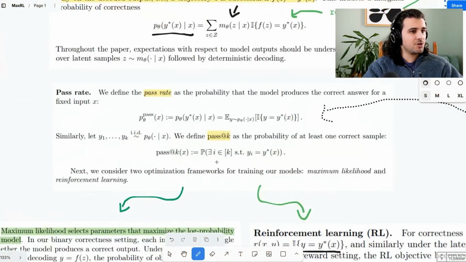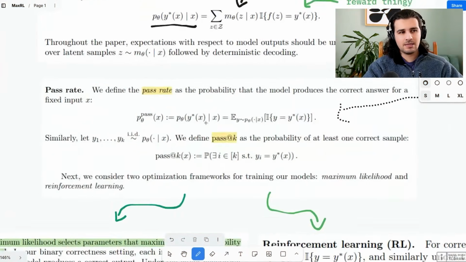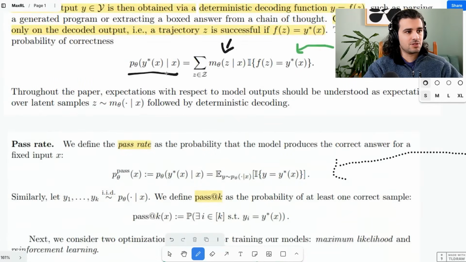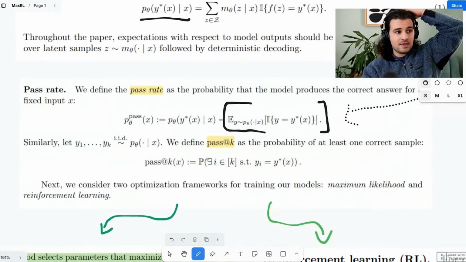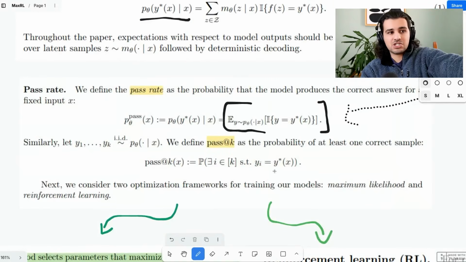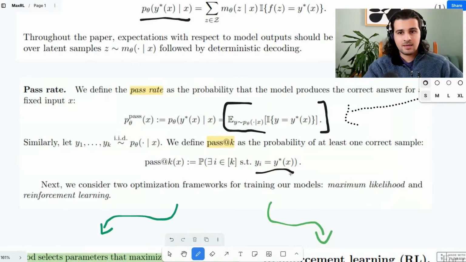They're doing a bunch of other definitions, which is the pass rate. Here you have to be focused, because this probability that we just defined is the pass rate, and the pass rate can also be defined as this, the expectation of the success over here. So pass rate is defined as the probability that the model produced the correct answer for a fixed input x. This will be reused afterward, and you can also define the pass at k, which is that you get at least one of the k that is semantically right.